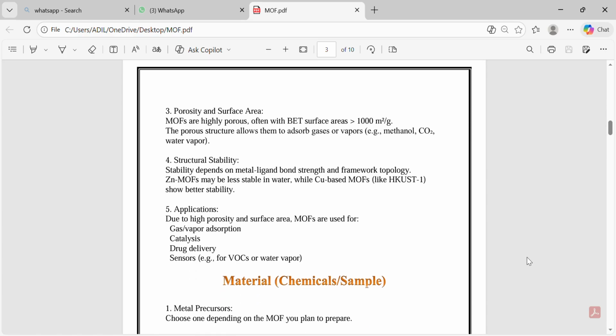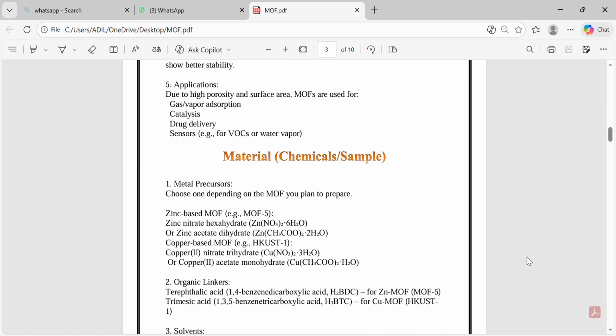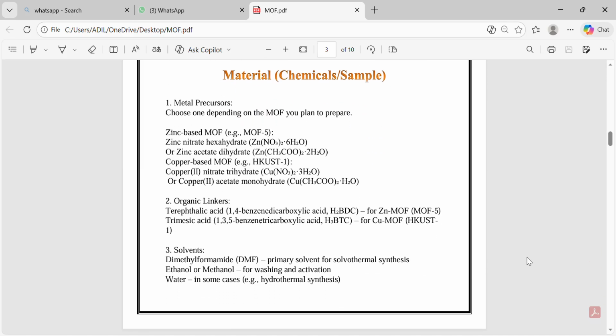After this, we can study its applications. Because they are so porous, MOFs are used for storing gases or vapors, speeding up chemical reactions, delivering medicines, and sensing things like volatile organic compounds or water vapors as sensors. After this, we can study the materials used for this experiment.